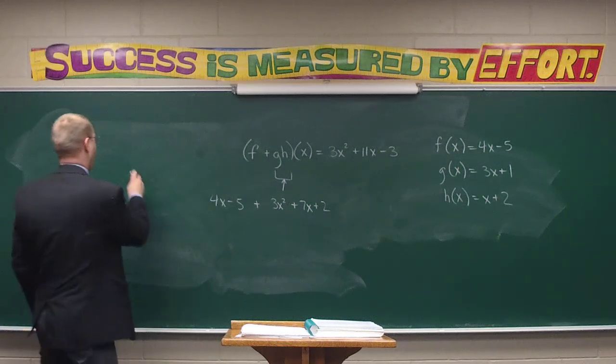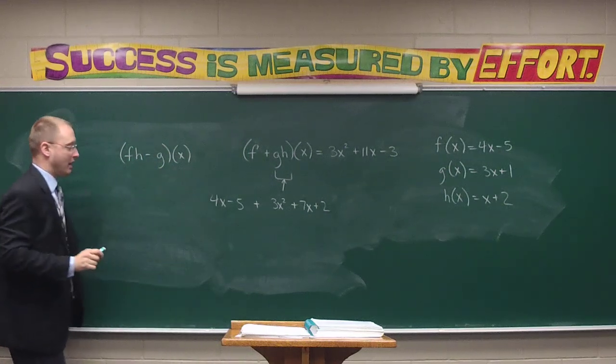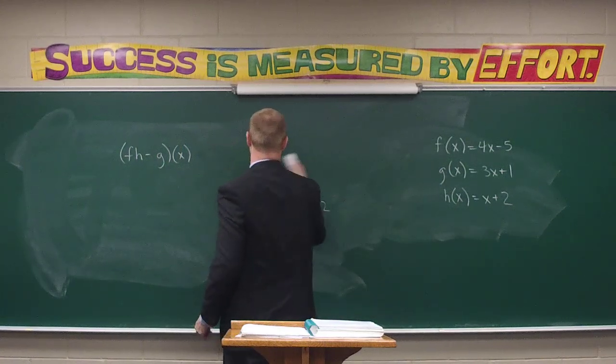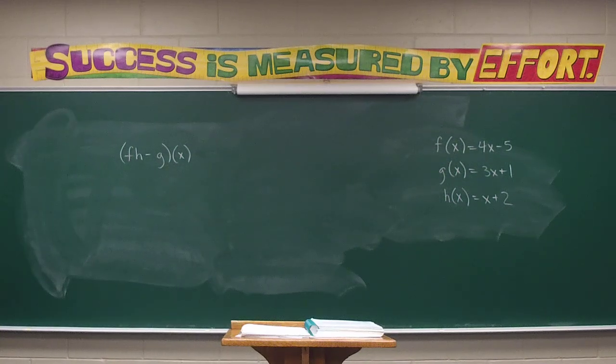Write this one down. Now I want you to find fh minus g of x. fh minus g of x. Pretty much this is a fancy way of practicing sections 1.1 to 1.5 all over again. Adding, subtracting, multiplying, dividing polynomials. We just call them functions now. We do the same thing.